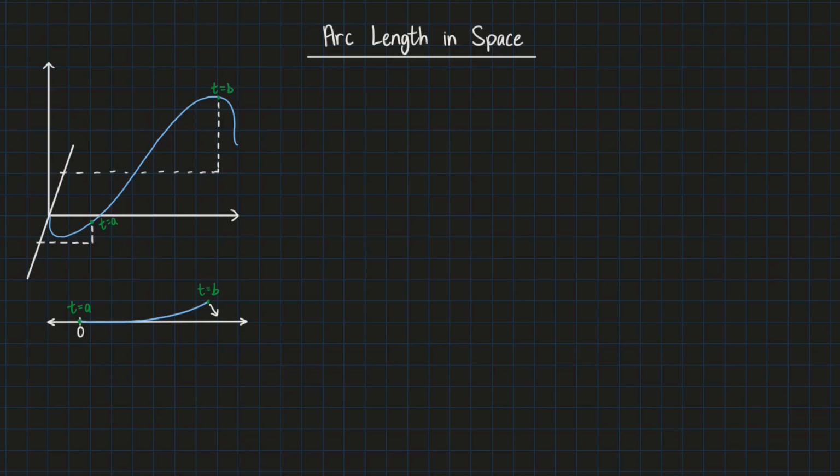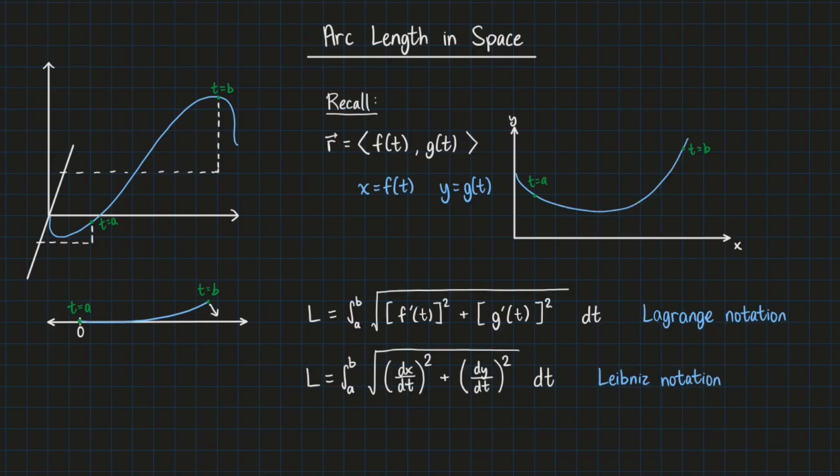Recall the parametric arc length formula for a curve on a plane, where x and y are functions of t. Arc length L equals the integral from t equals a to t equals b of the square root of f prime of t squared plus g prime of t squared dt. Or instead of f prime and g prime, we could say dx/dt and dy/dt respectively.